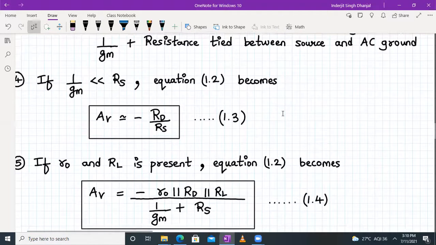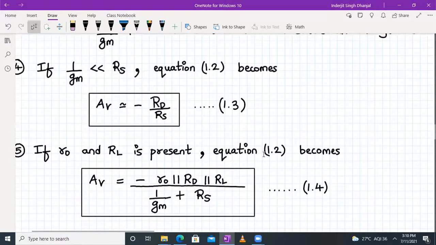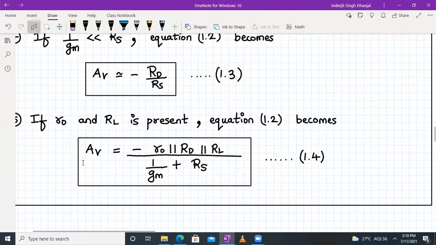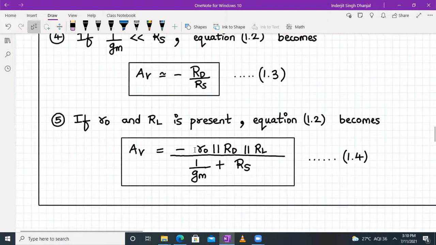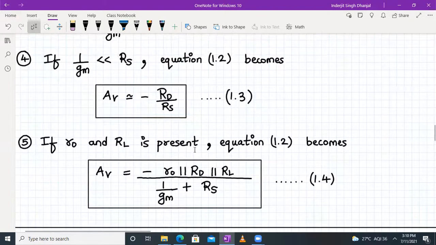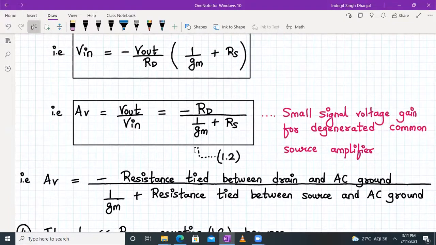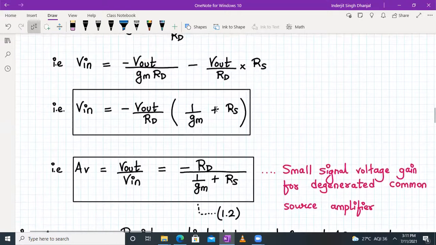Okay. And if Ro and RL is present in the circuit, your equation number 1.2 becomes AV is equal to minus Ro parallel to Rd parallel to RL divided by 1 upon Gm plus Rs. So that is how we can incorporate the terms Ro and RL in the equation. At the end we can add it. So this is how you estimate the small signal voltage gain for a degenerated common source amplifier.